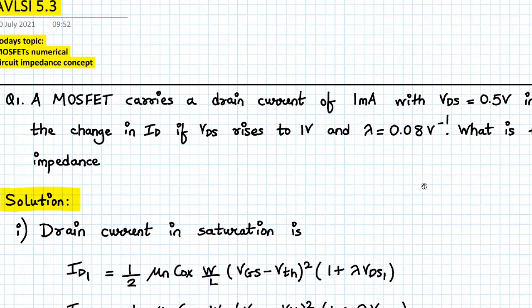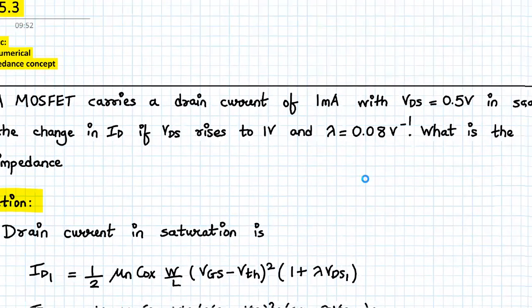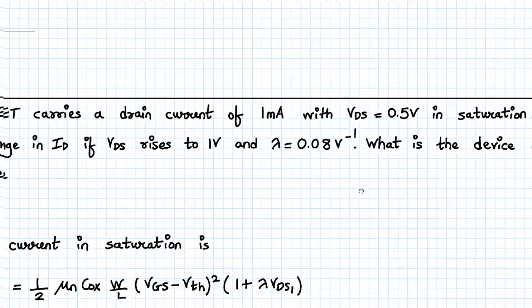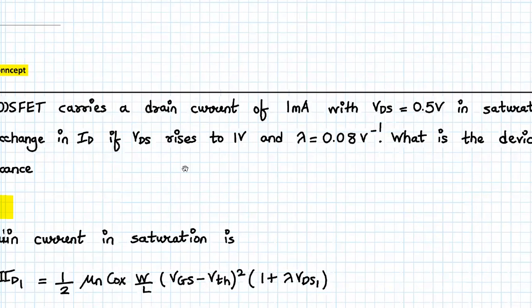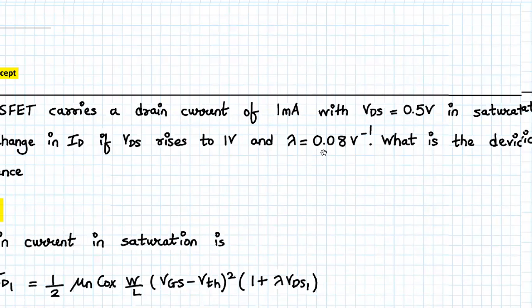Question number 1. A MOSFET carries a drain current of 1 milliamperes, so ID is 1 milliamperes with VDS equal to 0.5 volt. Please note down that information. ID1 is 1 milliamperes, VDS1 is 0.5 volt, and the MOSFET is in saturation. We have to determine the change in ID if VDS rises to 1 volt, and lambda becomes 0.08.